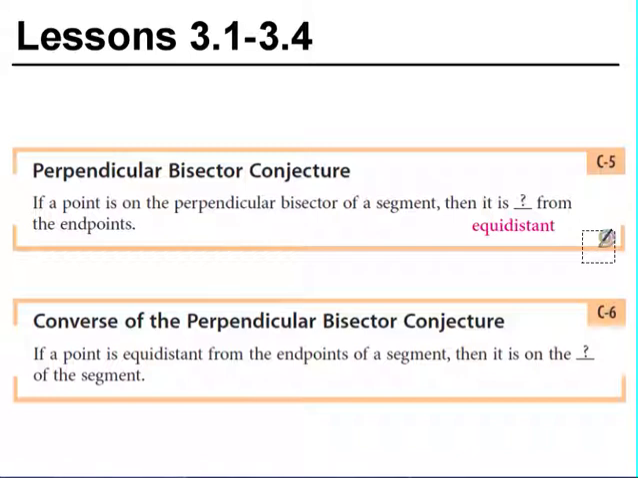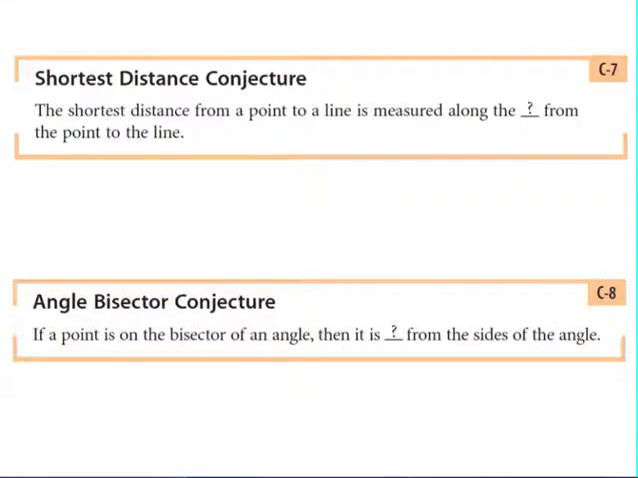Okay, so let's think about the converse of that. If a point is equidistant from the endpoints of a segment, then it is on the perpendicular bisector. Okay, so that holds true as well. So if a point is equidistant from the endpoints of the segment, it has to be on the perpendicular bisector. All right, and we talked about perpendicular bisectors when we constructed them. So let's go ahead and move on to the shortest distance conjecture.